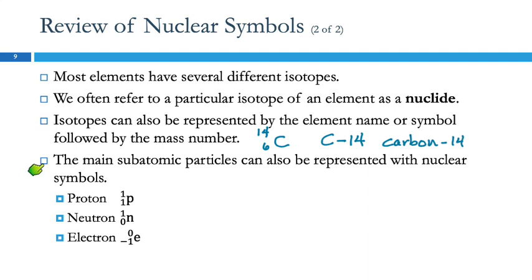The main subatomic particles also can be represented with nuclear symbols, so proton, neutron, and electron. A proton has a mass number of 1, because the total number of protons and neutrons is 1, and the number of protons is 1, and the symbol here is a lowercase p. These are lowercase letters because we don't want them to be confused with phosphorus and nitrogen. For a neutron, the mass number is 1, because total number of protons and neutrons is 1, and the atomic number is 0, because a neutron doesn't have any protons, right?